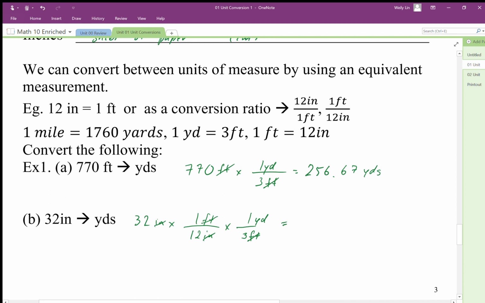Okay, so when I do this calculation then, I'm going to do 32 times on top, divide on bottom, so it's going to be divide by 12, divide by 3. I'm going to end up with 0.88 repeating, so I'm going to round that to 0.89 yards. Okay, so 32 inches is just under 1 yard.